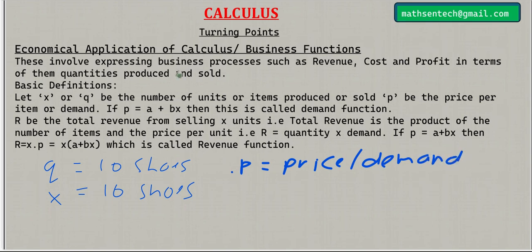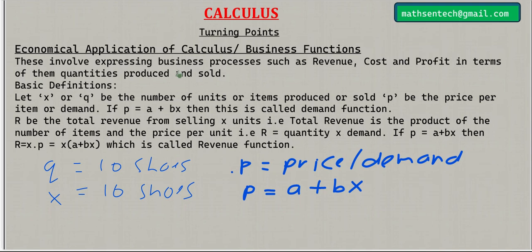Okay, then if P is equal to A plus BX, then this is called a demand function. So we are saying we can represent P, which is price, to be A plus BX. So of course we said X is the number of units or items produced or sold. So B is the coefficient of X, and of course A is a number. Okay, so A and B are both integers or numbers. Let's just call them numbers for now.